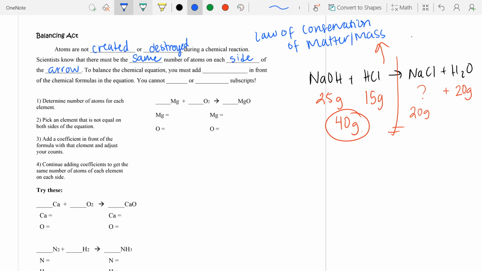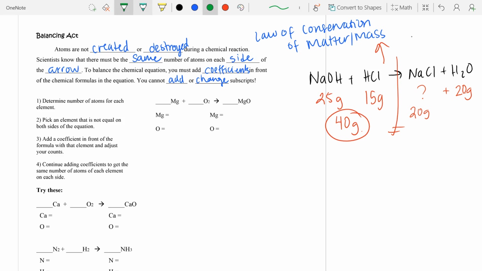And to balance the equation, you have to add our coefficients that we were talking about earlier, in front of the chemical formulas in the equation. You cannot add or change the subscripts, okay? Never, ever, ever can you do those things. So let's go through the basics of balancing this chemical equation. So if we look here, we have magnesium and oxygen produce magnesium oxide.